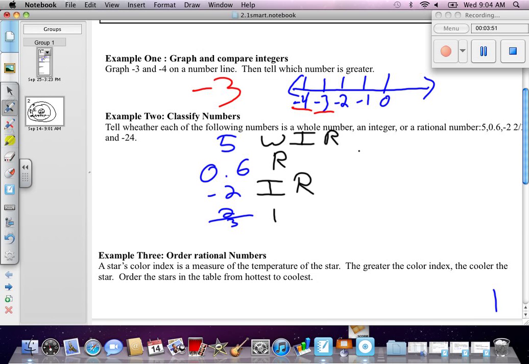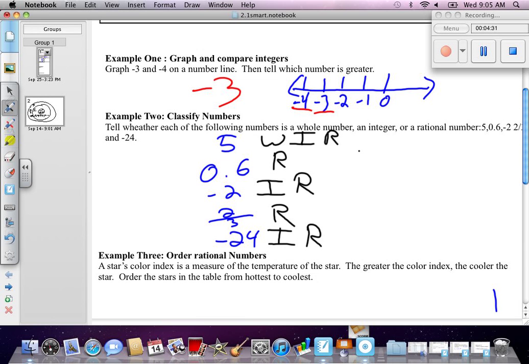2/3. Rational. And apparently I erased it. -24. Whole number? Integer? And everything that's an integer also has to be rational. Okay? It's like a bullseye. If you hit the middle, you get the points and all the points on the outside. If you hit integers, you also get rational. If you hit rational, you just get rational. Kind of make sense?